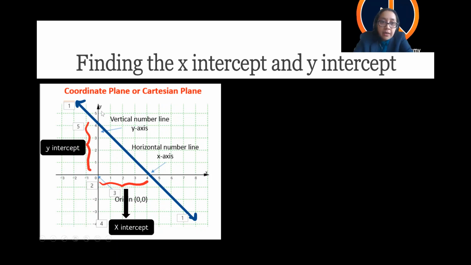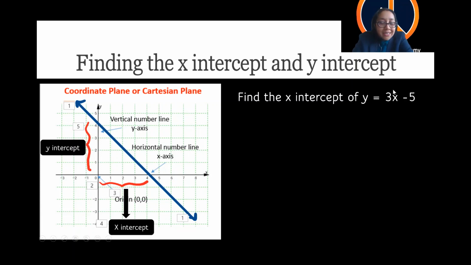Okay, so if the point of intersection is the y-axis, then this intercept we call the y-intercept. And the opposite is true for the x-intercept. The distance from the origin to the point of intersection of the line and the x-axis, we call the x-intercept. Let's see how we can calculate it.